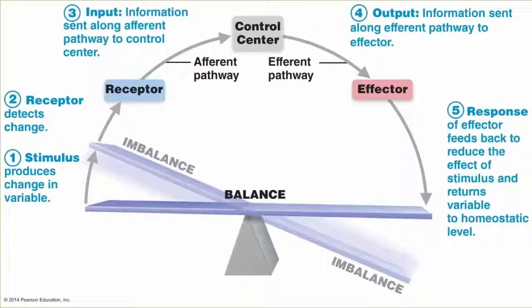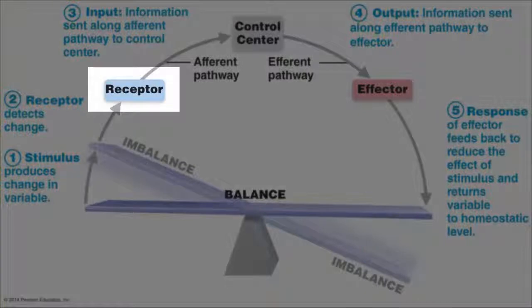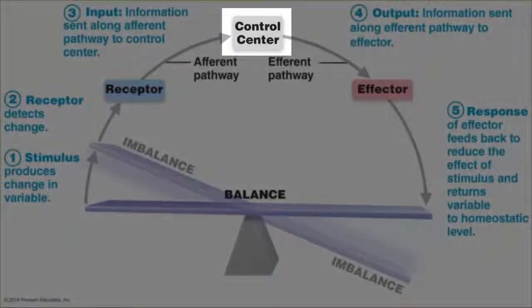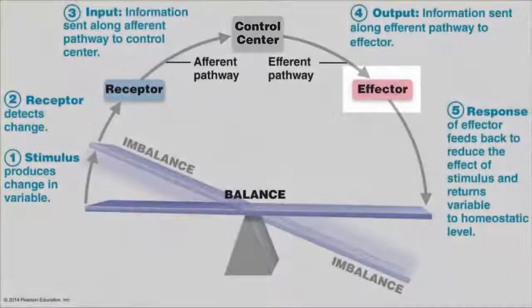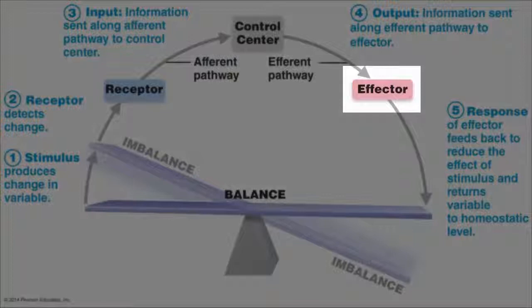In the example just discussed, the thermostat functions as the receiver or receptor of the stimulus, which is the cold temperature, and as the control center, which sends the signal to the furnace telling it to turn on. The effector is the furnace, which puts out the heat that causes the change in the temperature of the room.